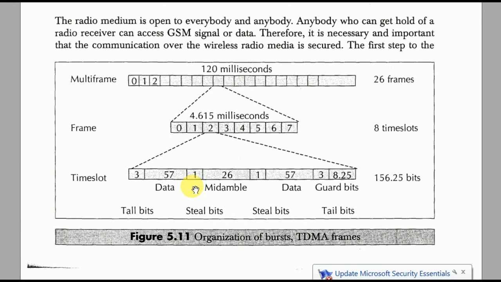Then we have another set of bits, called guard bits. A guard time of 8.25 bits is provided at the end of every time slot to prevent overlapping with the next time slot, preventing actual information from getting tampered. So these guard bits are used to avoid overlapping between the time slots.